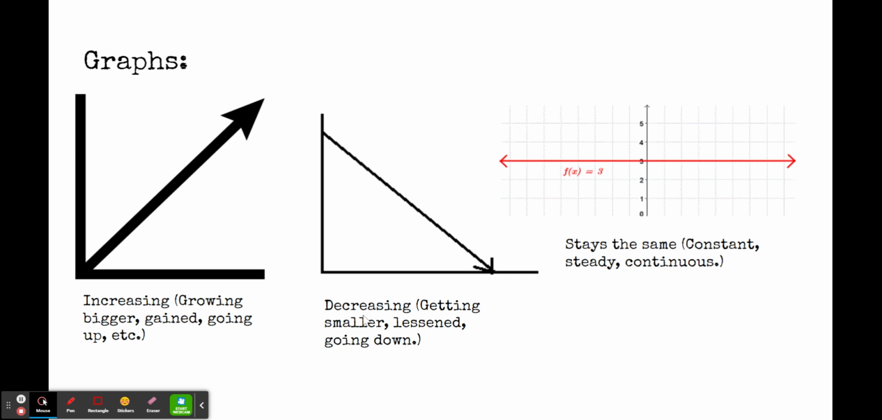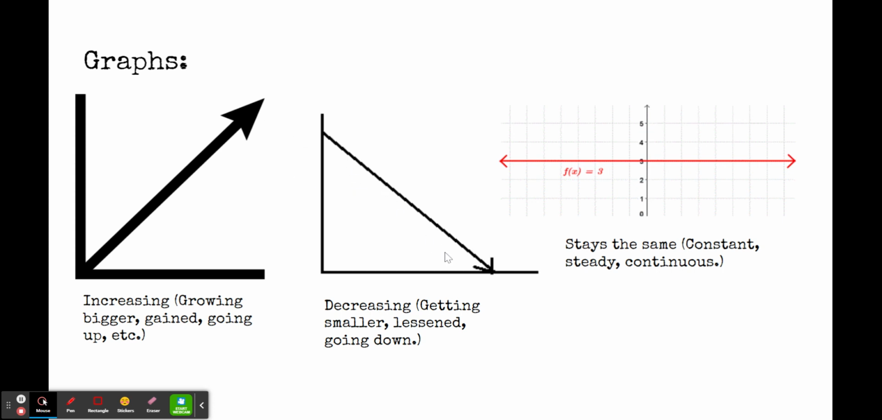For the increasing and decreasing graphs, the value is growing bigger. For example, this is the origin, so this is 0. So if it's starting at 0 and it's going up, the value is growing bigger. If this is 50 up here, and this is the origin, 0, the value is growing bigger. It gained more, and the physical line is going up. You can see that this is pointing up.